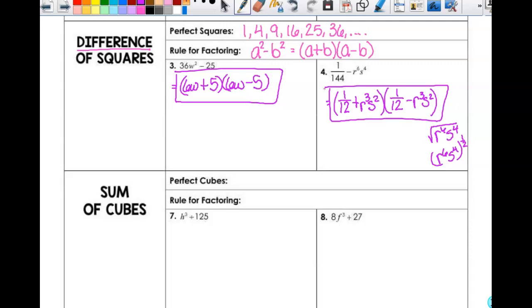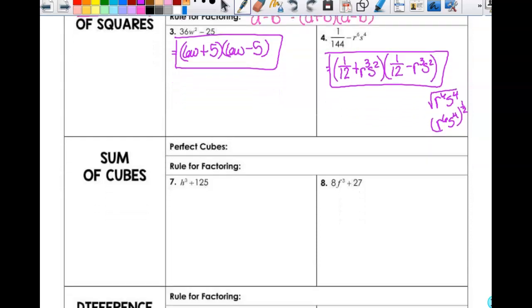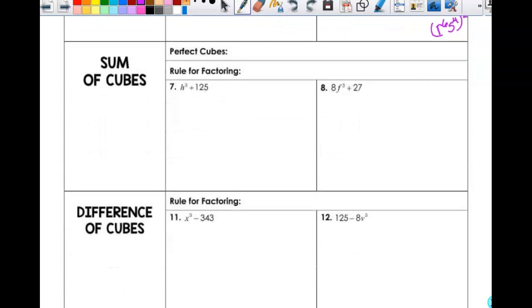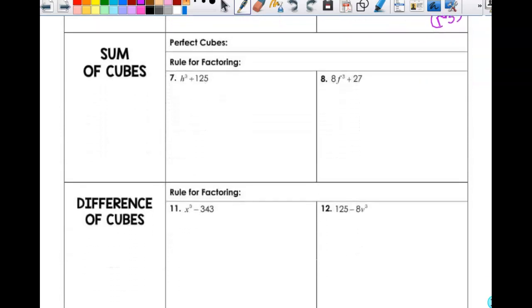Okay, then let's move on to cubes. So your perfect cubes, you could have 1, 8, 27, 64, 125, 216, and so forth. Okay.